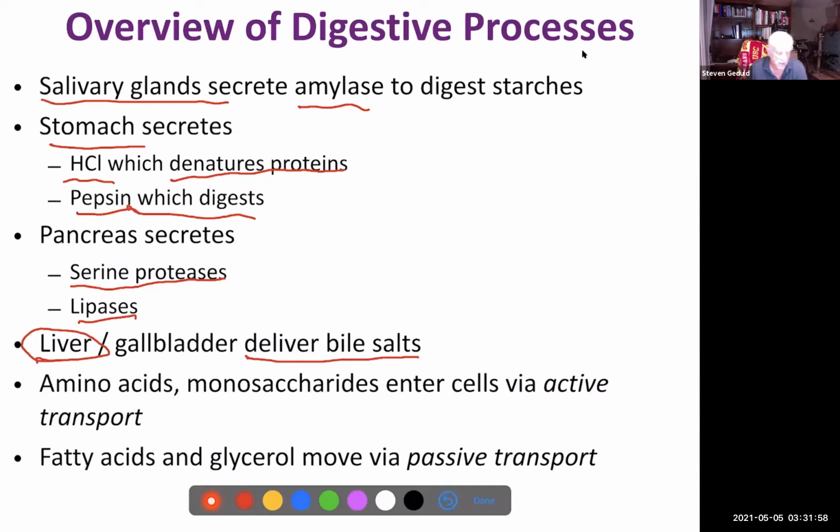So then you have amino acids, which were your proteins, and monosaccharides, your sugars and starches, entering the cells via active transport. So the cells require ATP to actively put them into the cells. Fatty acids and glycerol, which break from lipids, move via passive transport. Because remember, your cell membrane is composed of a lipid bilayer. It's a fatty membrane. So fatty acids and glycerol can move through it, whereas amino acids, which are polar, and sugars, which are polar, cannot. So fatty acids and glycerol come in through passive transport. They don't require energy. But to move amino acids and monosaccharides through it requires energy.